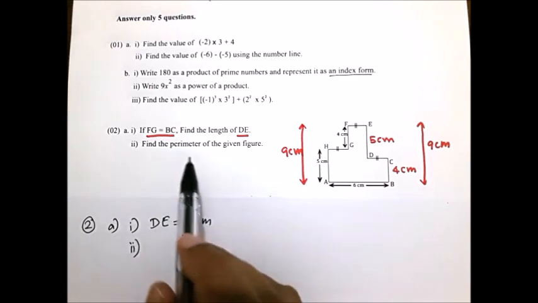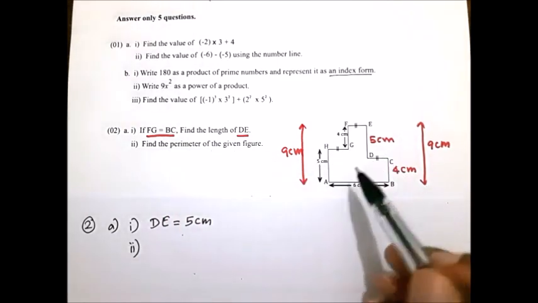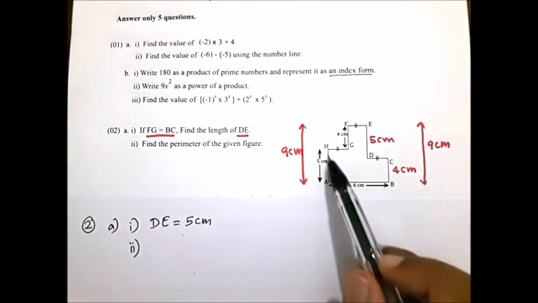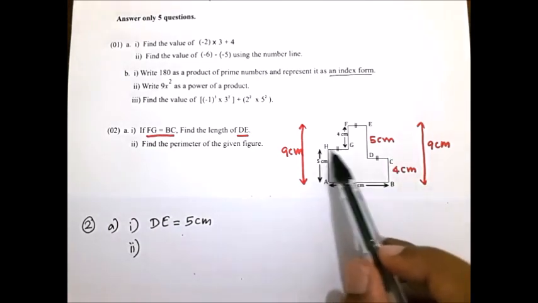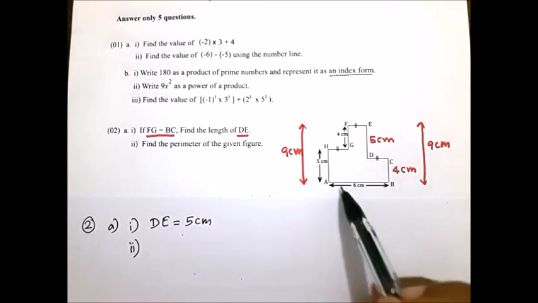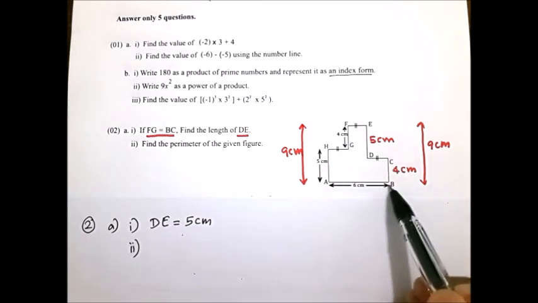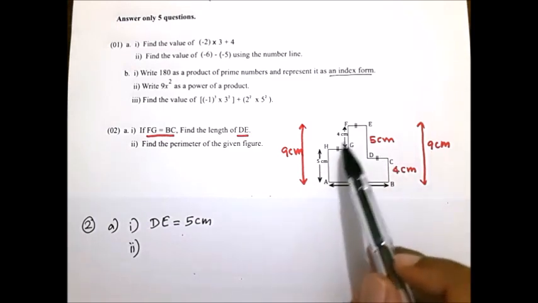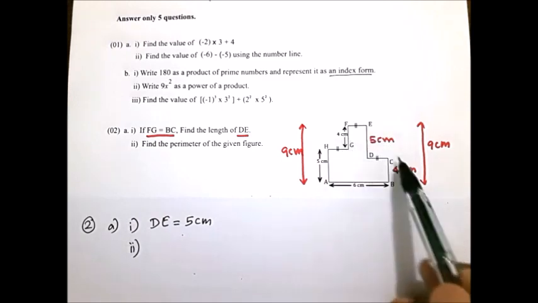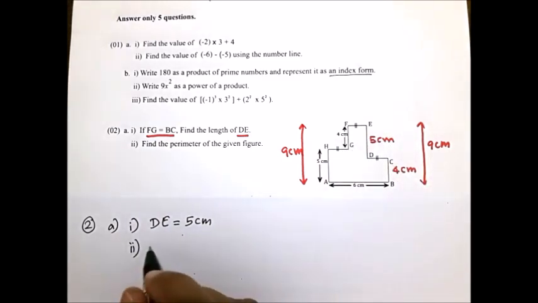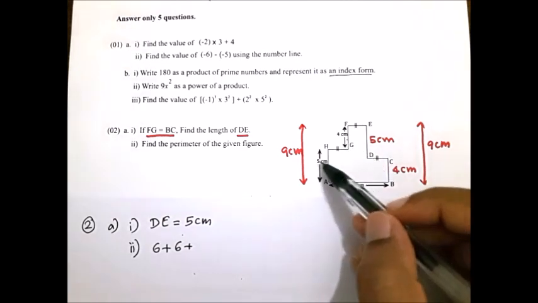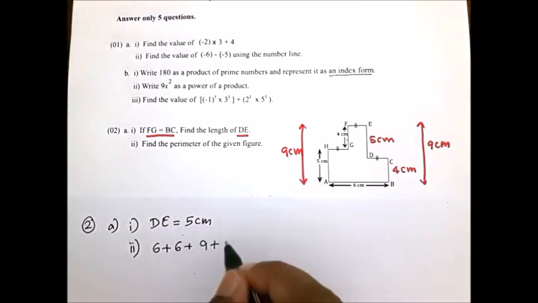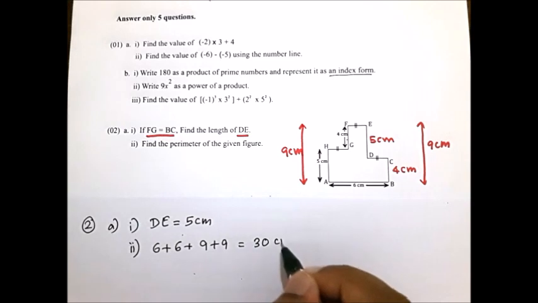Second one, find the perimeter of the given figure. You have to add the length around this figure. 6 cm, 5. Here the sum of these three lengths is equal to 6 cm. Here 4, here 5 and 4. So you have to add 2, 6. And the sum of these two parts is equal to 9. Sum of these two parts is also equal to 9. Perimeter is 30 cm.